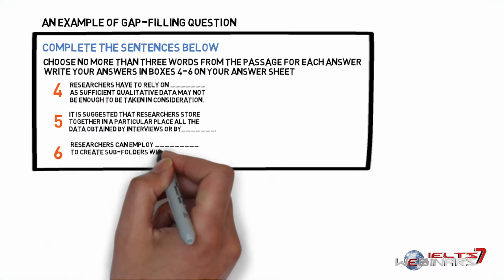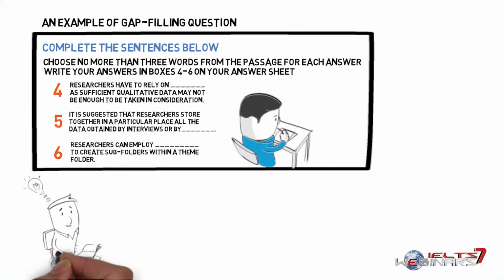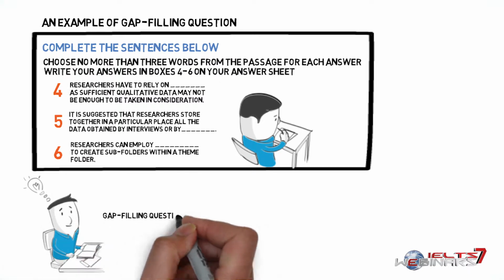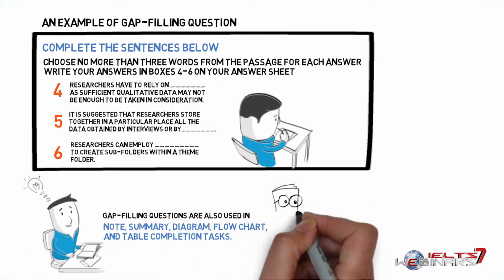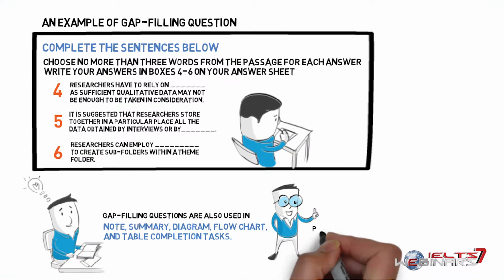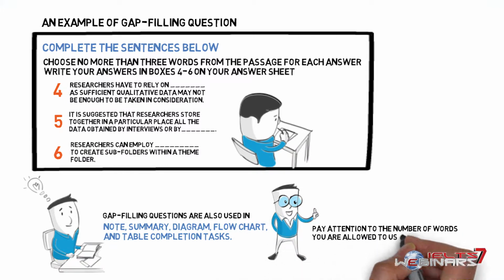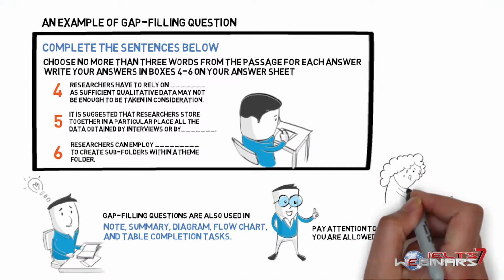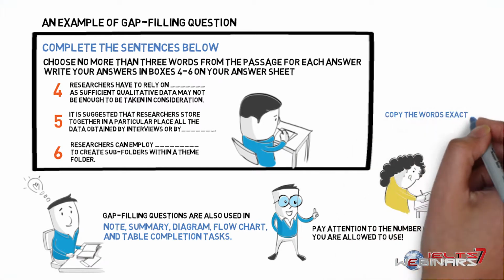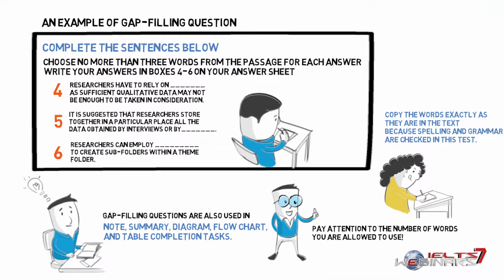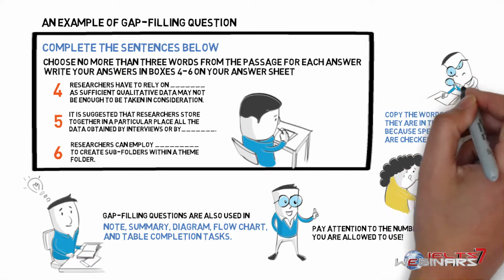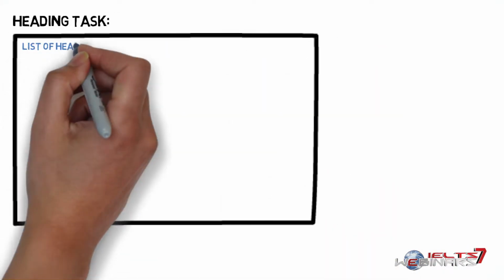Gap-filling questions are also used in notes, summary, diagram, flowchart, and table completion tasks. As shown in this example, when you complete these tasks, you need to pay attention to the number of words you are allowed to use. You must also copy words exactly as they are written in the text, because spelling and grammar are checked in the IELTS reading test. This is an example of a heading task.